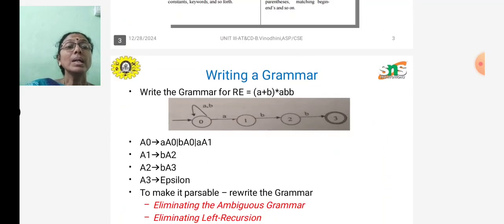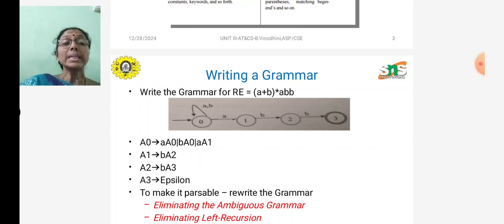Now we will see how our regular expression or the transition diagram is converted into the grammar. Here the transition diagram represents the regular expression (A|B)*ABB. So strings ending with ABB, with any combination of A or B before it, are accepted by this transition diagram. The transition diagram is a set of transitions from one state to another. The states are represented by circles, the transitions by edges. Here the basic input string is ABB.